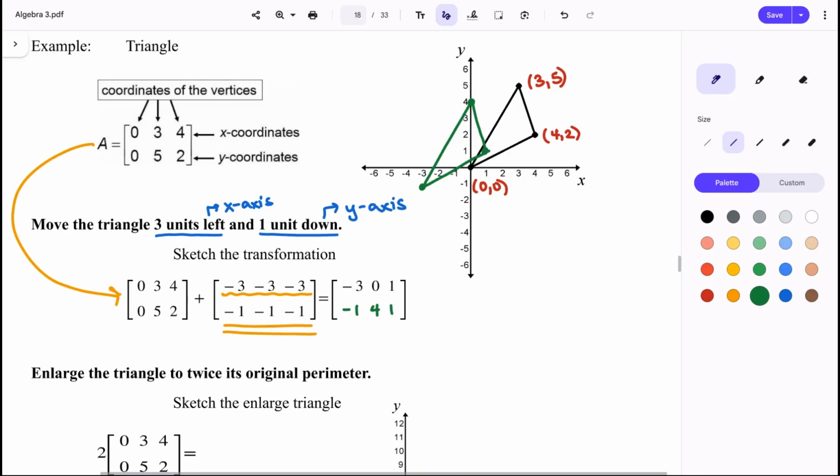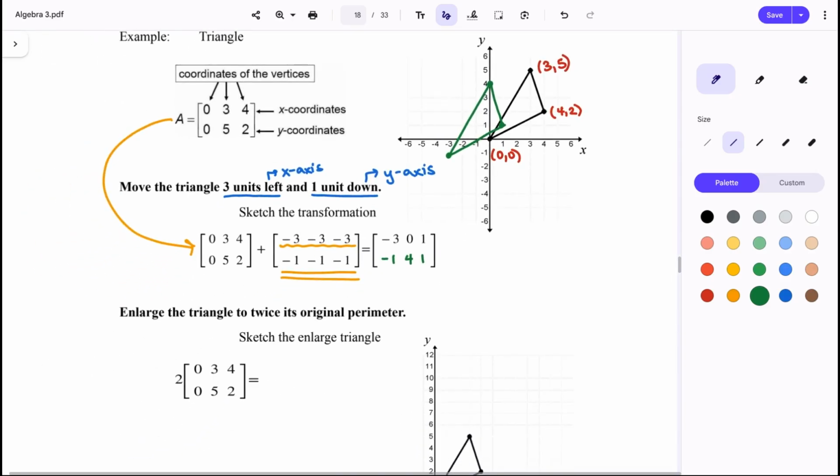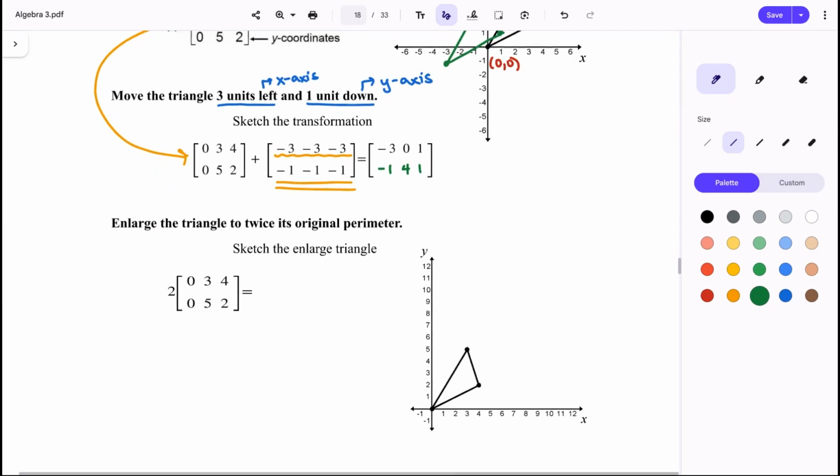Now that would be like a movement, like going left or right, those kinds of things. They may also want you to perform a dilation. So this next one wants us to enlarge the triangle to twice its original perimeter. That just means they want you to dilate the shape by a factor of 2. So notice how I'm still having this original matrix here. That's all from my original triangle. I'm dilating it by a scale factor of 2.